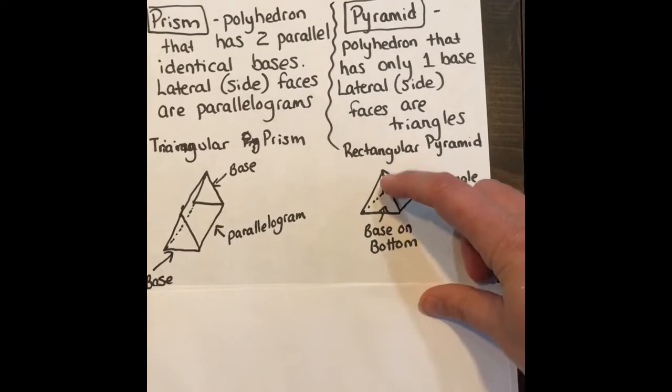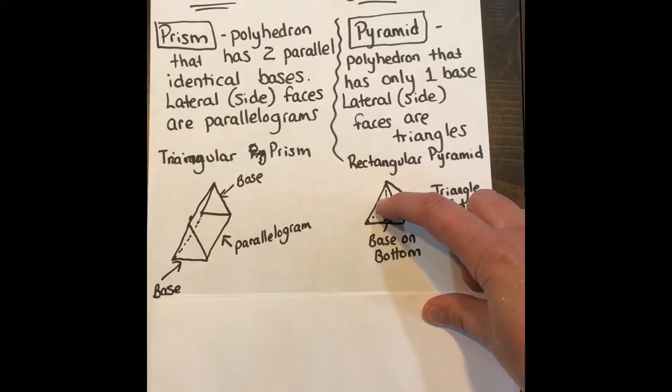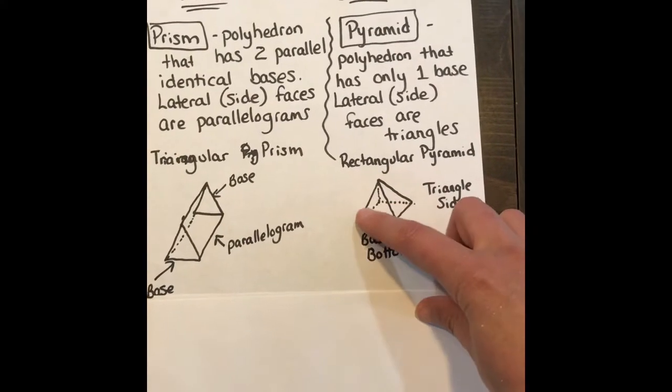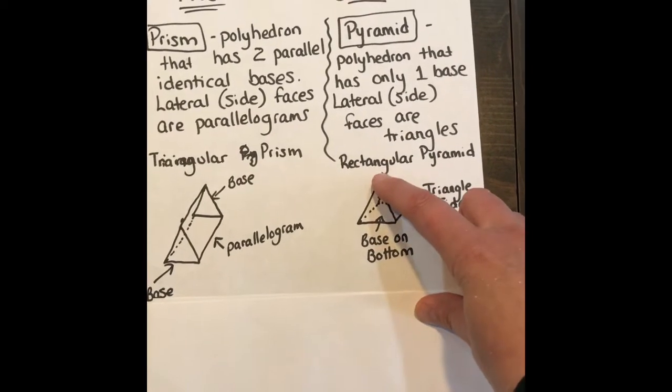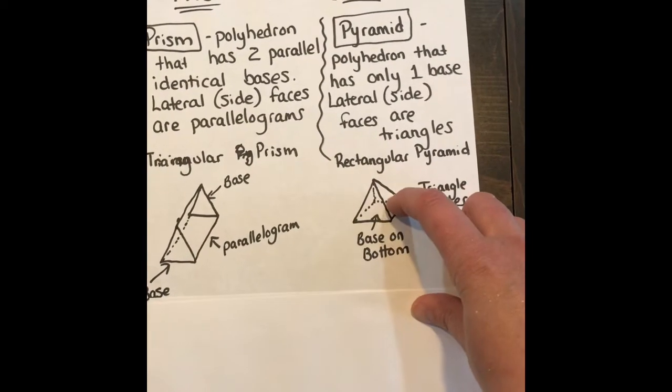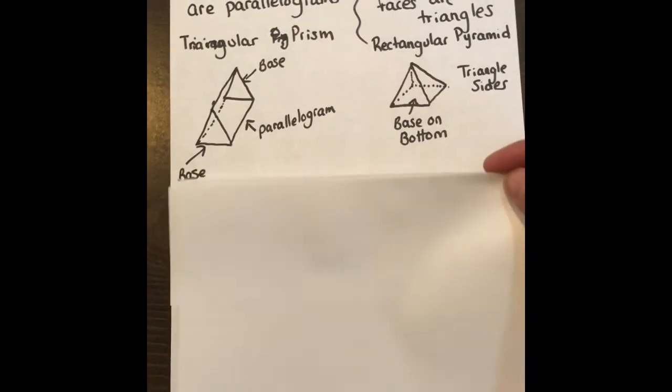Here's a pyramid. See how it comes all the way up to a point and all of the sides are triangles going around. Now on the bottom you have a square or a rectangle. So this would be a rectangular pyramid. It comes to a point, all the sides are triangles. That's how you can tell the difference between those two shapes and how you can name them.